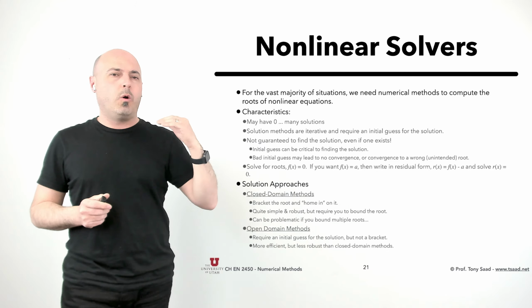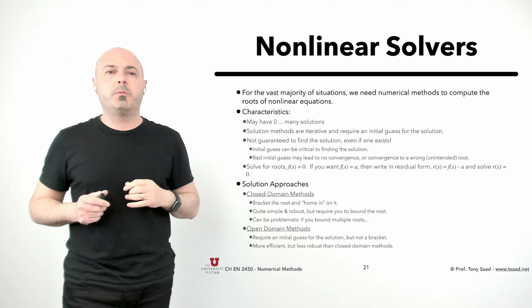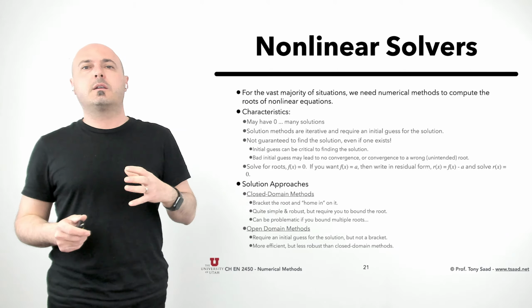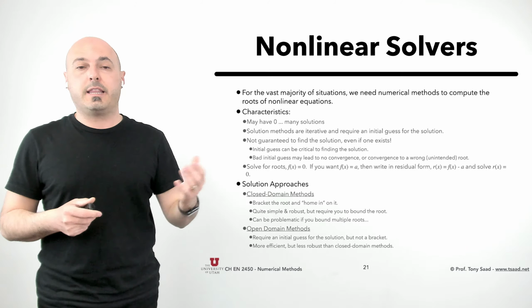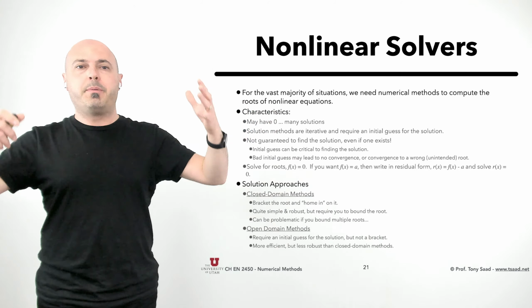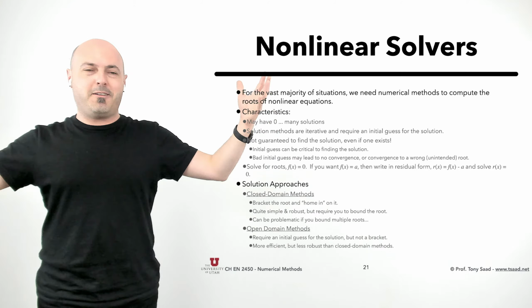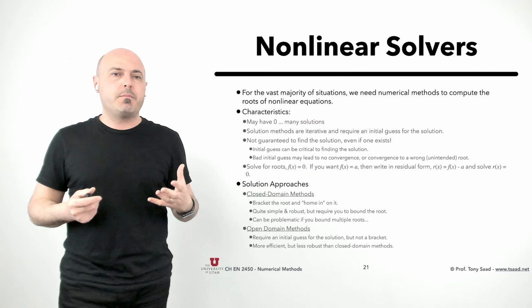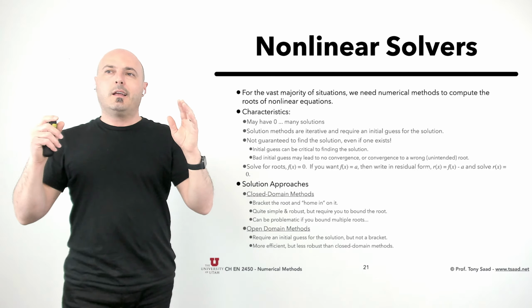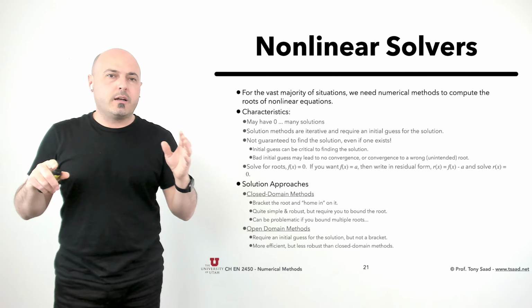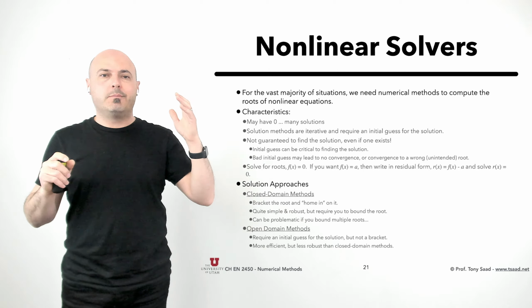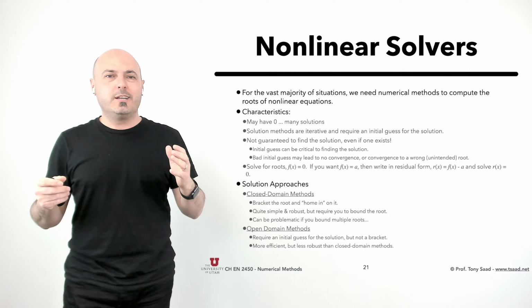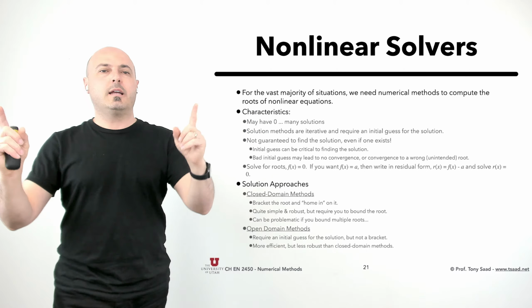They're not always practical for very complex problems, but they are really great for simple calculations, and they can be used in big nonlinear solvers in practice to help the general nonlinear solver converge. The idea with closed domain methods is that you say, look, I know that there's a root somewhere between some lower value and upper value, and I'm going to use that bracket and start refining it to home in on the root.